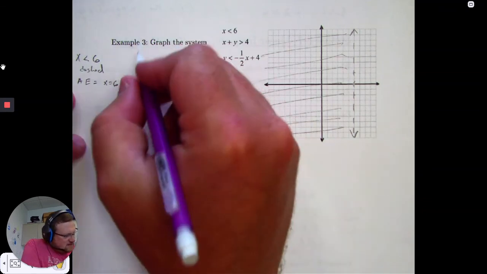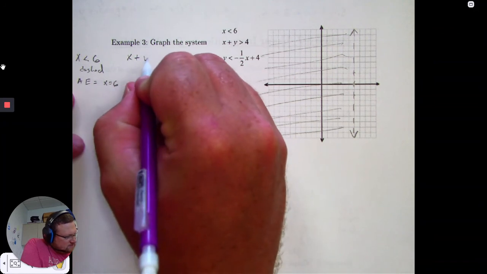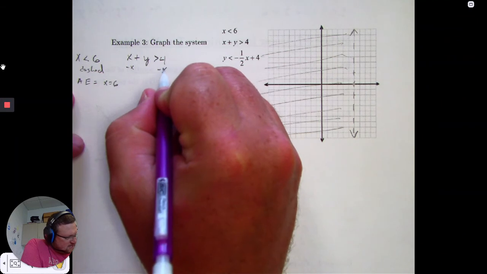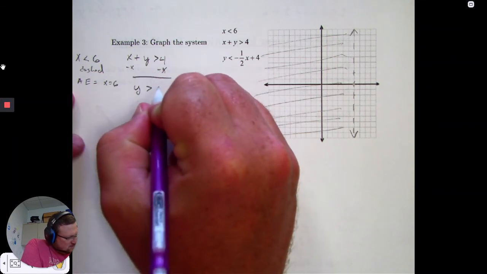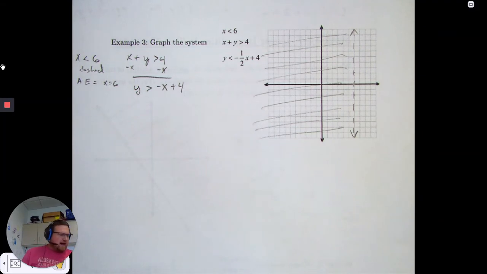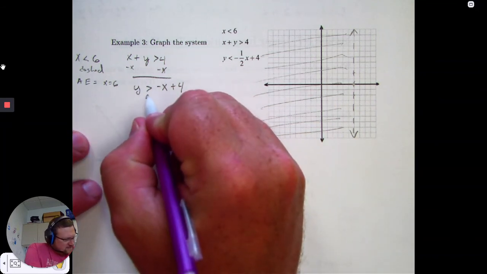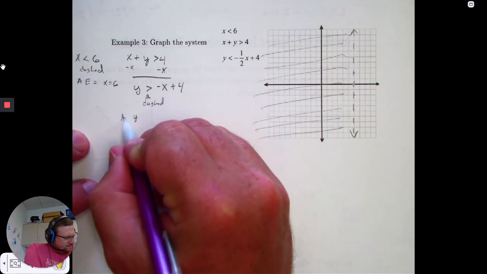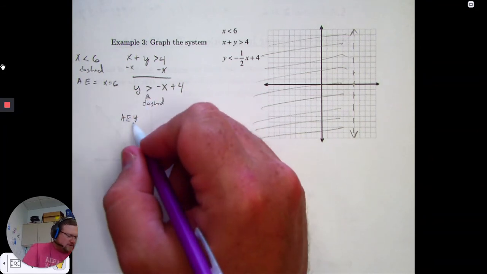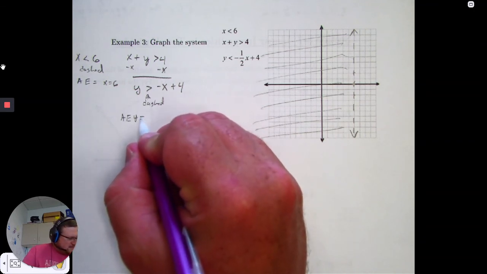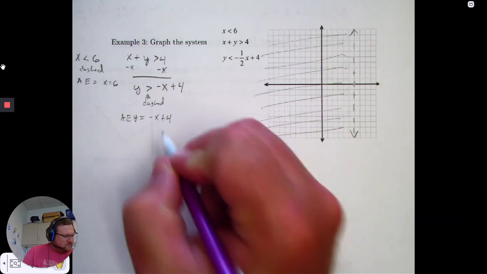Then we look at our second equation. x plus y is greater than 4. So if you subtract x from both sides, you get y is greater than negative x plus 4. So if we have y is greater than negative x plus 4, again, we're having this dashed line. So remember, our associated equation is going to be y equals negative x plus 4.